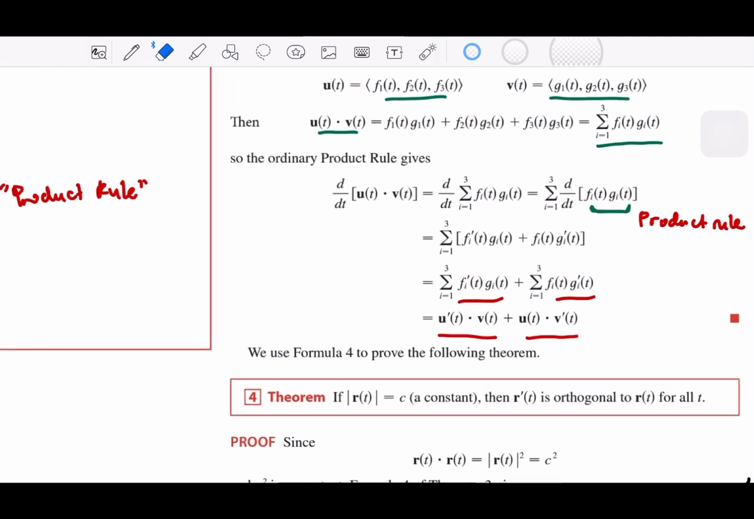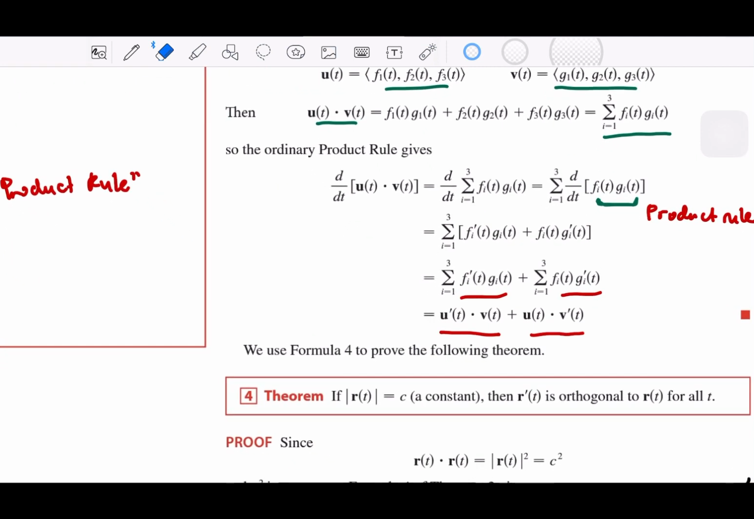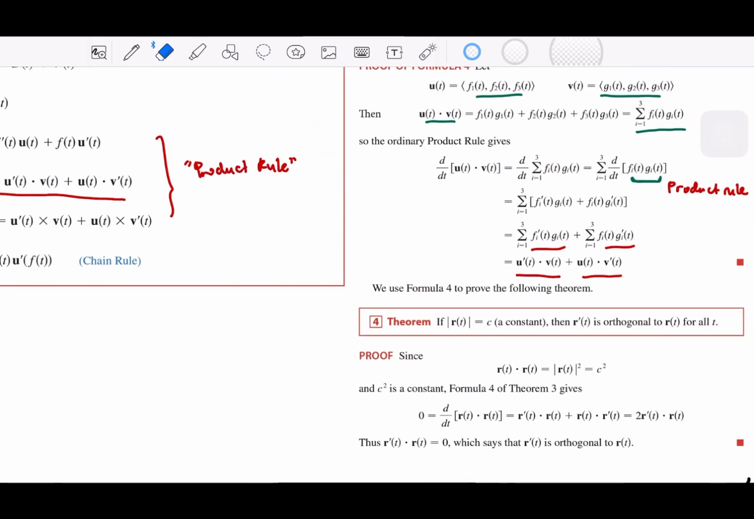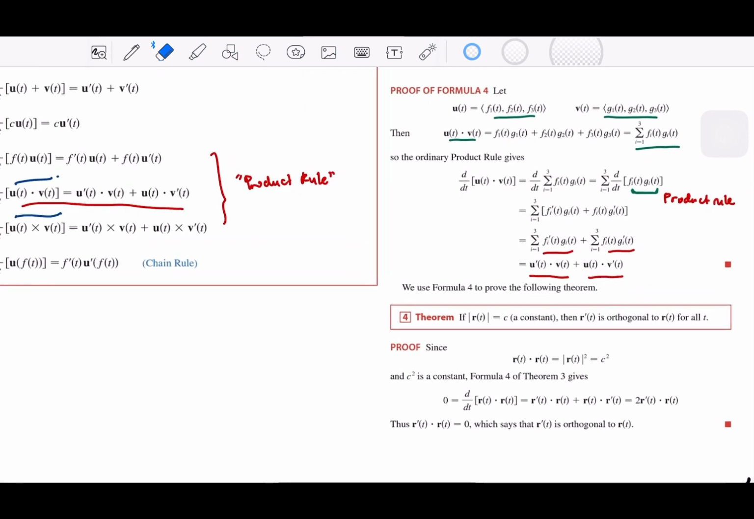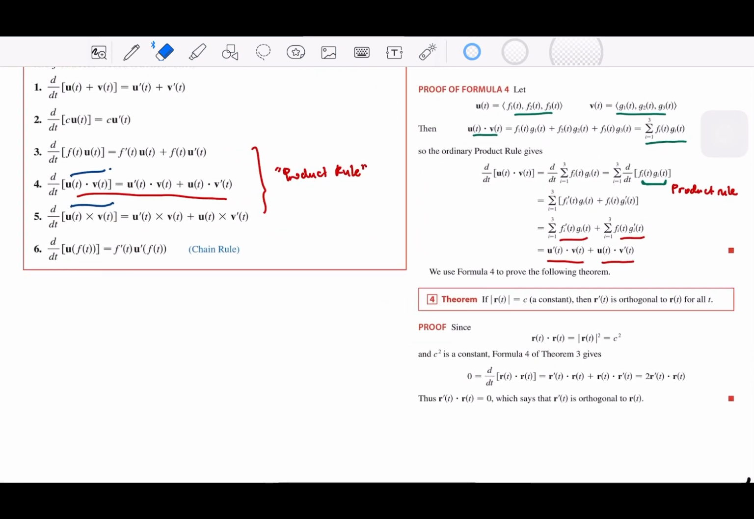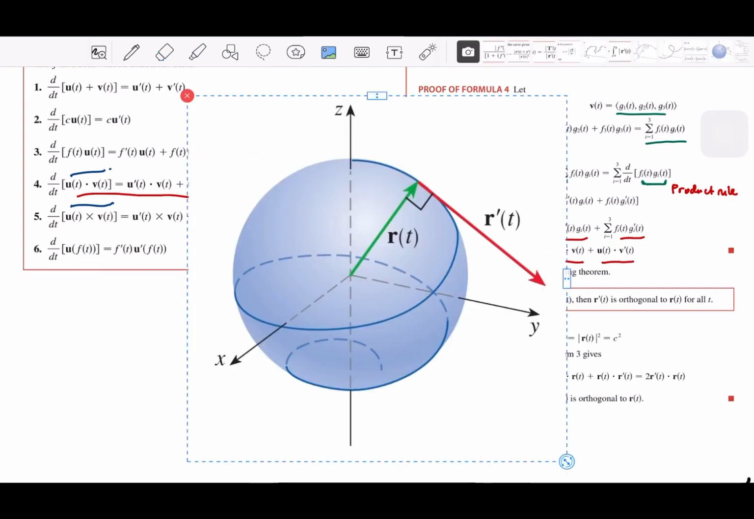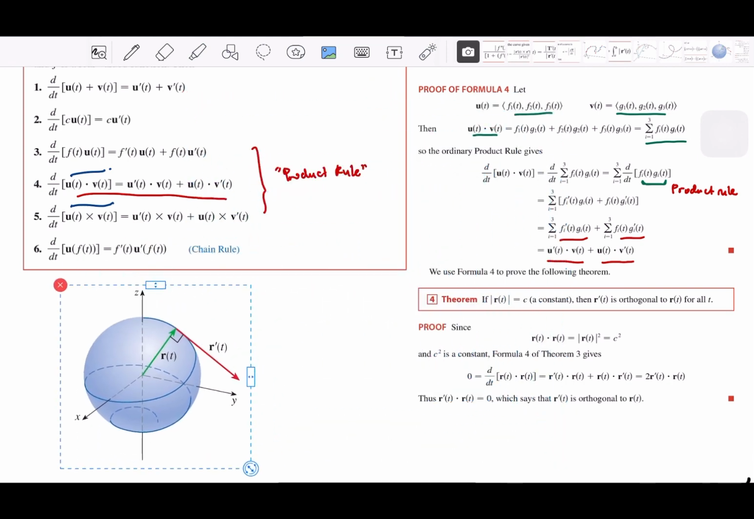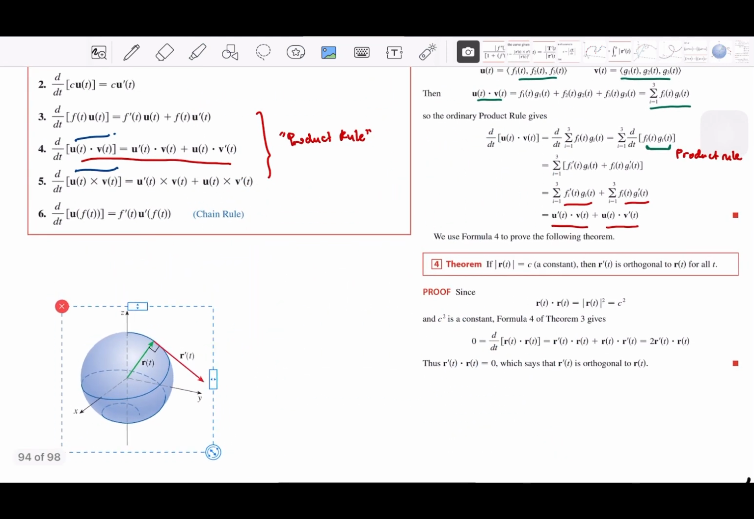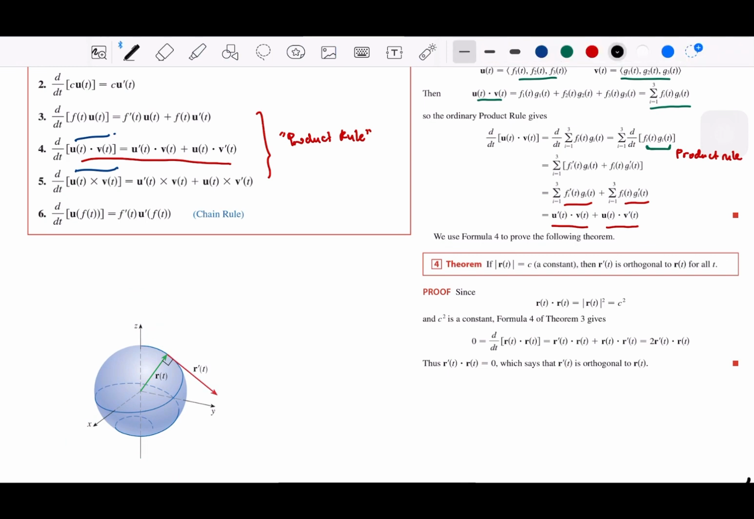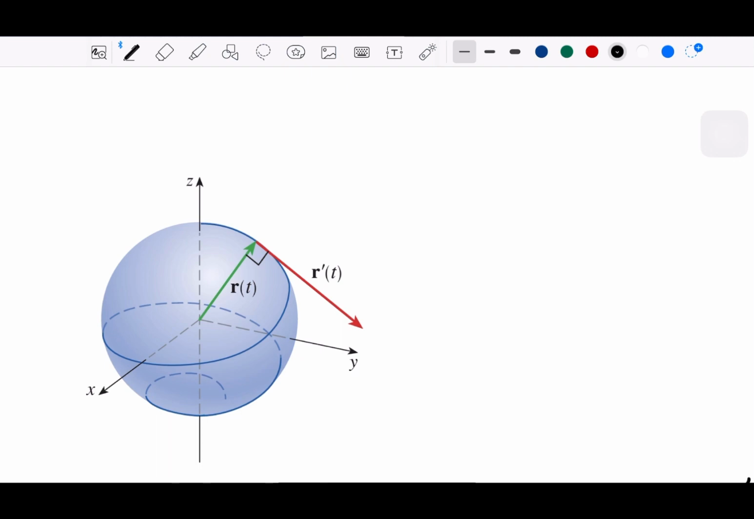And then also another theorem that is important as well is this orthogonality for the R prime. So if we take any vector position, any r(t), the r prime is always orthogonal to the r.